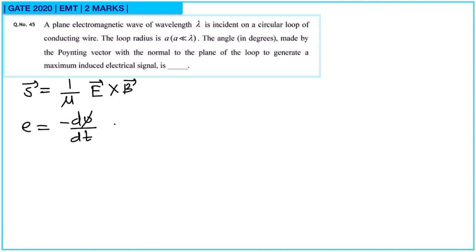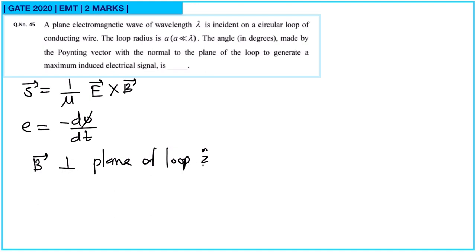Now to maximize E, this phi should change rapidly. That means this B bar has to be perpendicular to the plane of loop. So B bar is perpendicular to plane of loop. So let us consider that direction to be z cap.